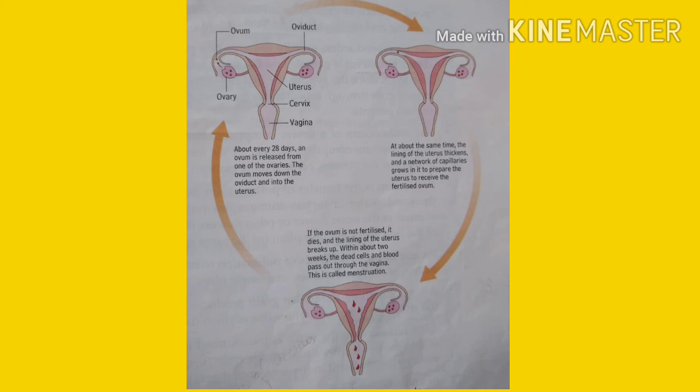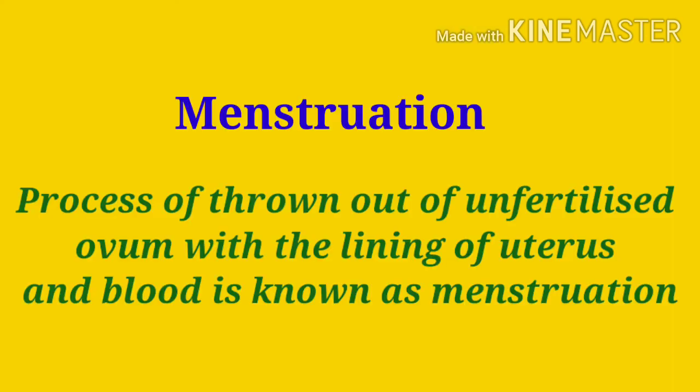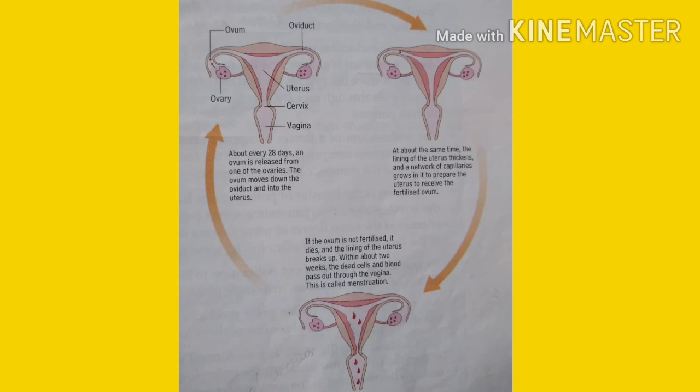Now, if the ovum is not fertilized by any sperm, it is thrown out through the vagina with the uterine lining and blood. This process of throwing out the unfertilized ovum with the lining of the uterus and blood is called menstruation. The whole process of ovulation, the thickening of the uterine lining and menstruation forms a menstrual cycle.